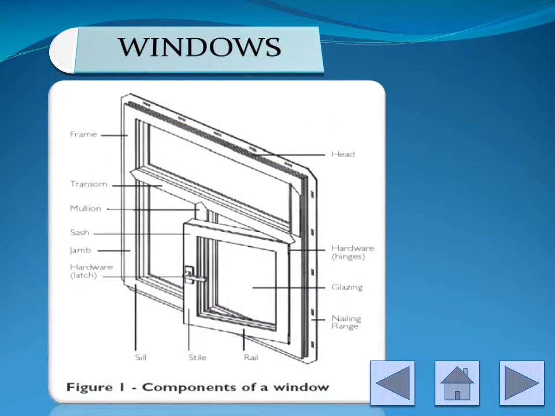We have windows. This is the main figure and the diagrammatic representation of a window. You can see we have the components of windows here. We have the frame, the edge, the transom, the mullion, the sash, the jamb, the hardware, the glazing, and the panel, the rail, and the stile. These are the figures and the components of a window.